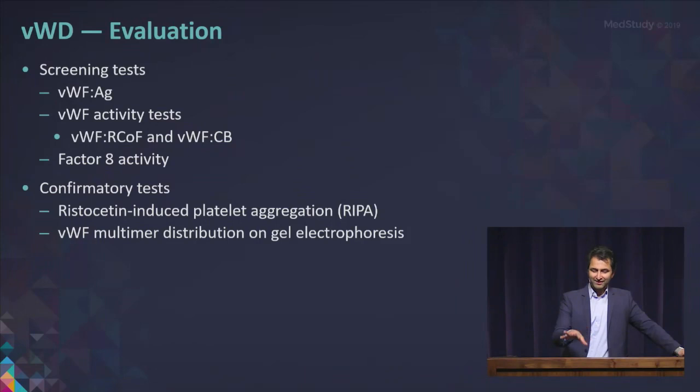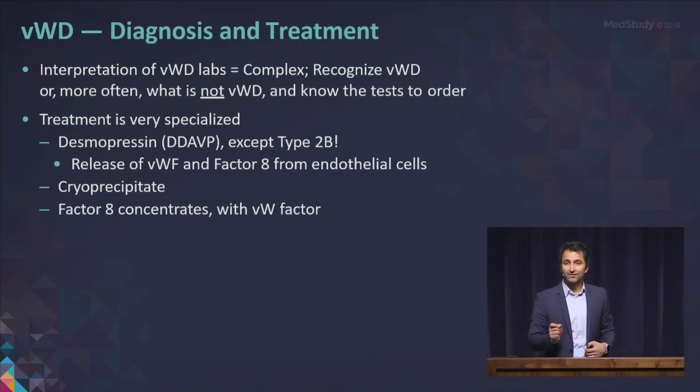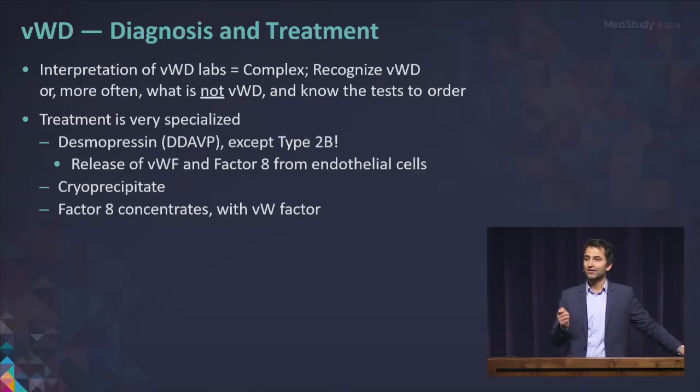There's a battery of screening tests looking at the von Willebrand antigen and activity level, and then some confirmatory tests. The treatment is very specialized. If you're going to know one thing about treatment, know desmopressin or DDAVP. This is a medication that increases the release of von Willebrand factor from endothelial cells. And so we use this for many types of von Willebrand to help with bleeding. But I think the main thing here is going to be recognizing what it looks like.